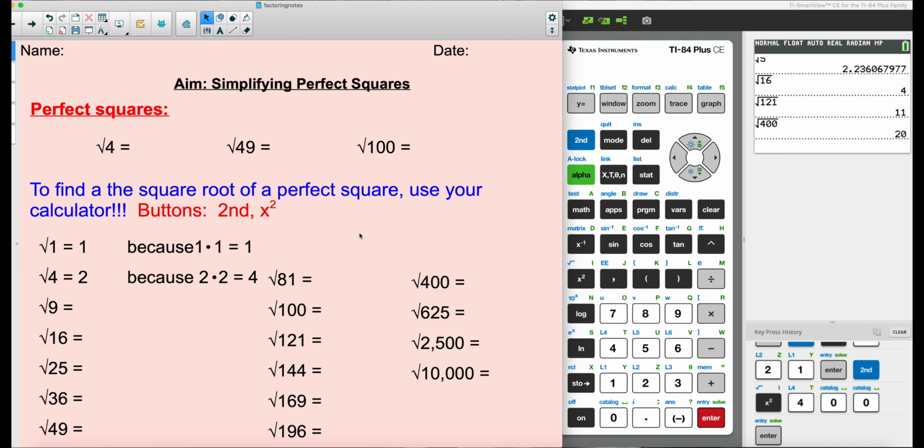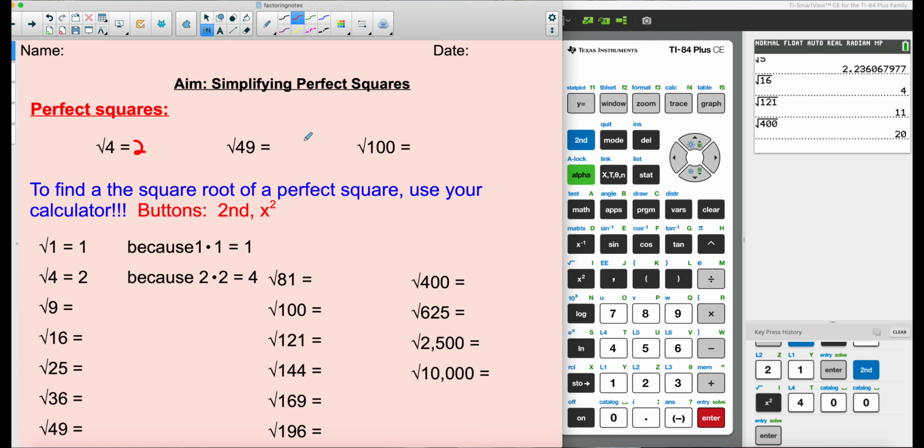This is a simple one. This is review. We're going to get into factoring the difference of perfect squares soon, so I just wanted to review simplifying perfect squares and go over that quickly. Perfect squares we've seen before. What you have here is a radicand in front of the 4. So 4 is a perfect square, and they want to know what is the square root of 4. The square root of 4 is 2. And why is that? Because 2 times 2 gives you 4.